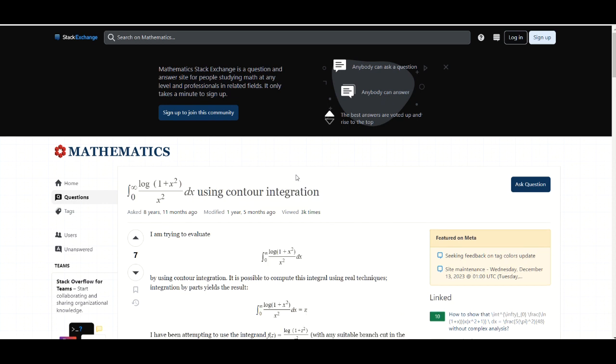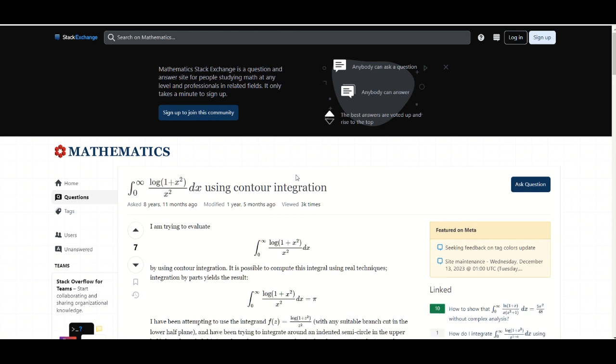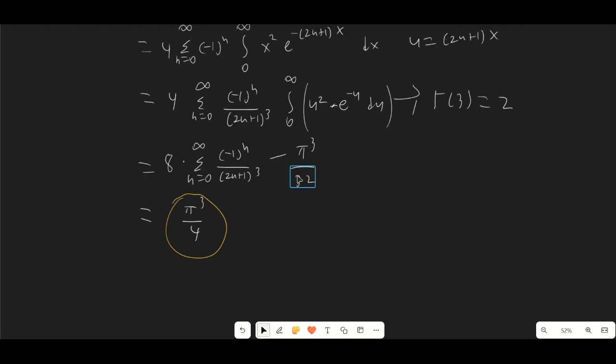Integral from 0 to infinity of log(1 plus x squared) over x squared using contour integration. Now, I'm not going to start by using contour integration just because I'm not sure it is actually the best method to solve this. So I'm going to start with probably a different method, and then we might circle back and try contour integration as well. So let's just start by using Feynman's trick here.